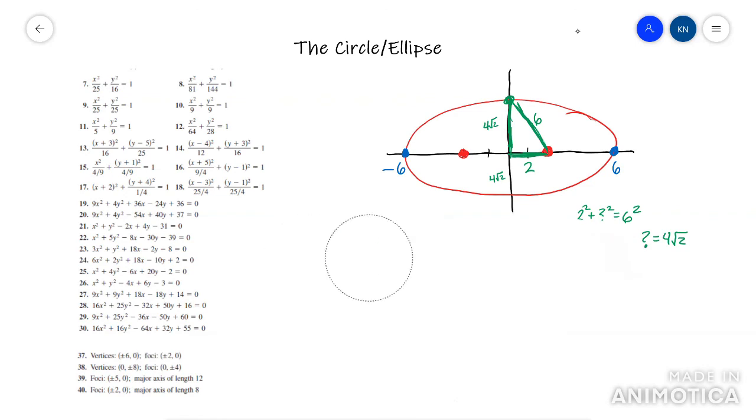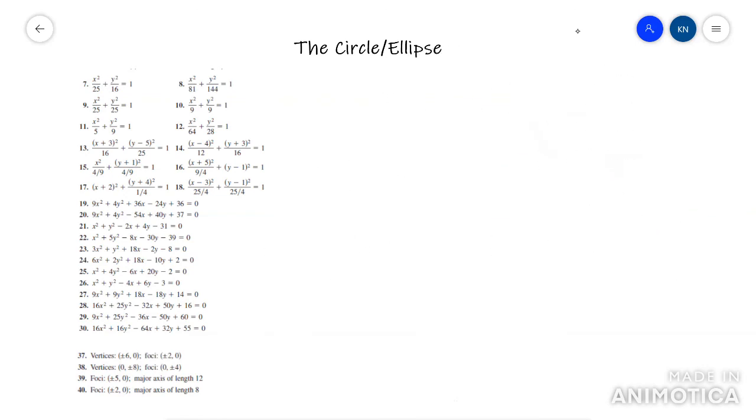Okay, one more. Let's look at number 39. This time they just give me the foci and a major axis length of 12. Again, I cannot do this without throwing it onto a graph. So foci plus minus 5 comma 0. That means 1, 2, 3, 4, 5, and 1, 2, 3, 4, 5. They just gave me my center as 0, 0.